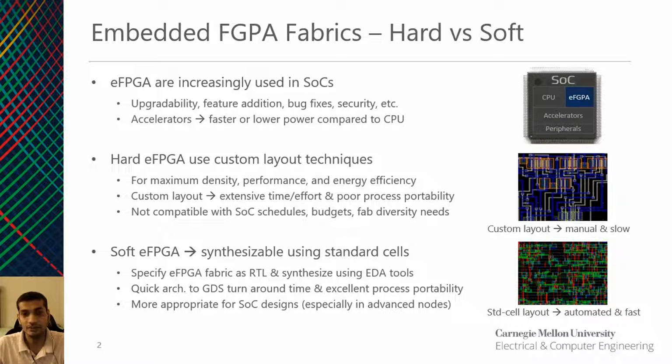Soft eFPGA fabrics, on the other hand, are specified at the RTL level and can be synthesized using standard cells without any custom layout. Using standard cells and automatic place and route tools can reduce the architecture to layout turnaround times to less than a day and ensure excellent process portability. Therefore, soft eFPGA fabrics are more appropriate for use in SoC-based designs, especially with technology scaling.